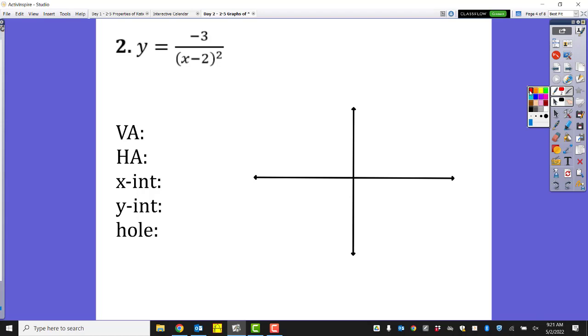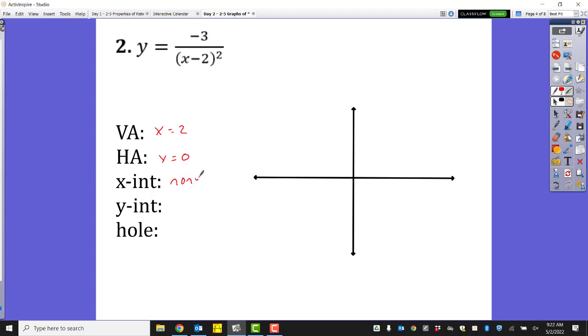Once again, I'm going to go ahead and find all this information. Y'all should be able to find this from the homework yesterday and the lesson yesterday. But I'm going to go ahead and find this stuff. So we have x equals 2 for the vertical asymptote. Horizontal asymptote of y equals 0. Sorry, I read that backwards: x equals 2 and y equals 0.